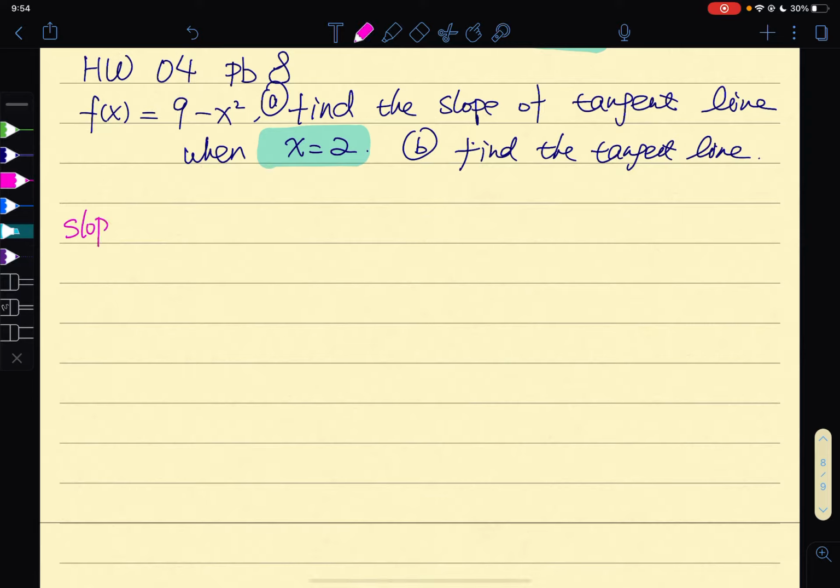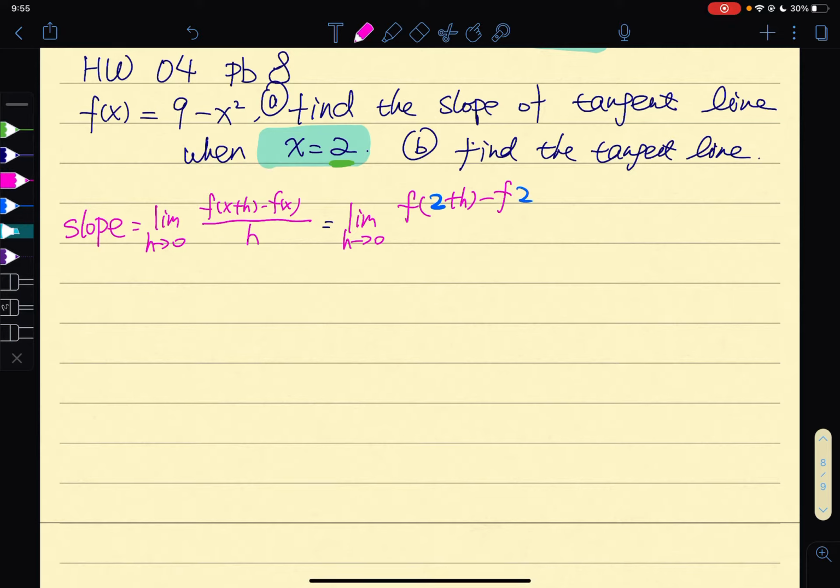So first, the slope, according to the definition, is going to be the limit as h approaches 0 of f of x plus h minus f of x over h. However, be super careful here. The problem did say I want x to be exactly 2. So technically, your problem should have been the limit as h approaches 0 of f of 2 plus h minus f of 2 over h. And this 2 was given in your problem. So it's just a matter of doing the calculation now.